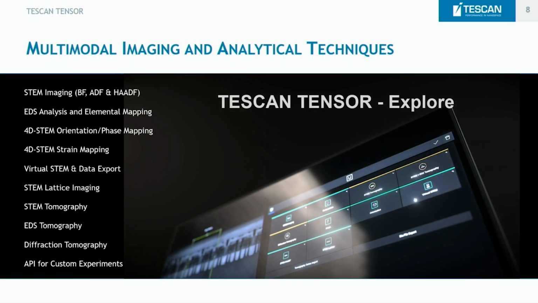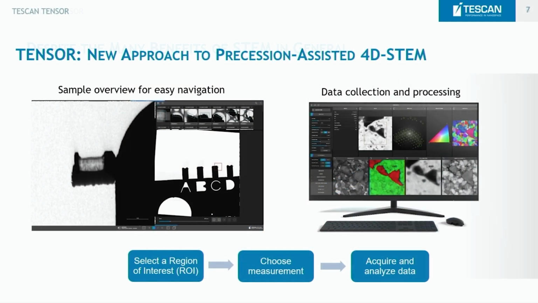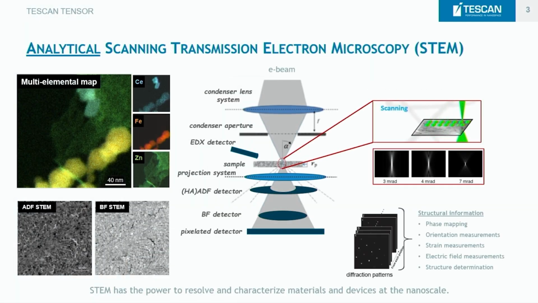Yeah, so all these structural type information, things that you can access with the pixelated detector: phase and orientation, DPC, strain, virtual imaging, all sorts of things.